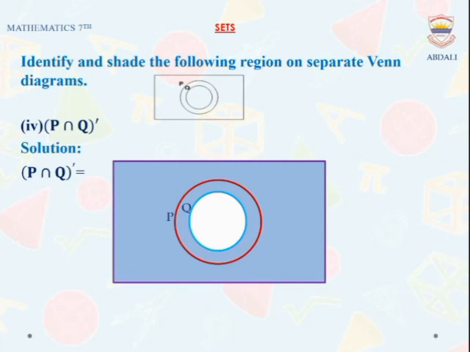So we will shade all the remaining part except the Q part here, because the Q part is in the intersection, and we have to shade only the region which is not in the intersection.